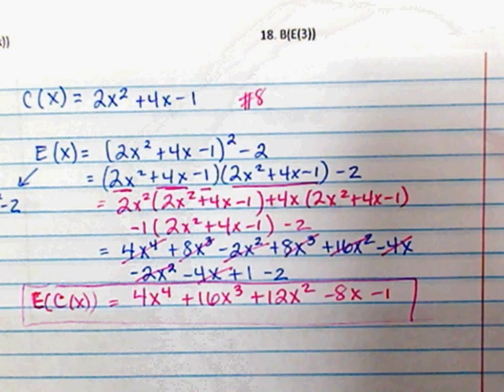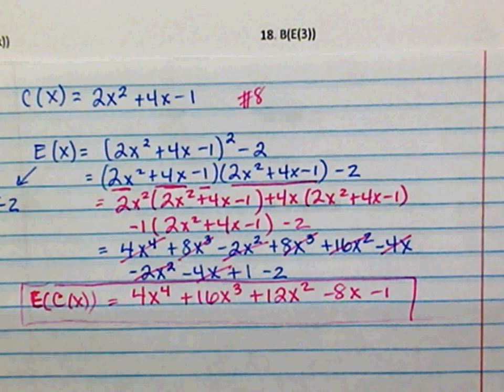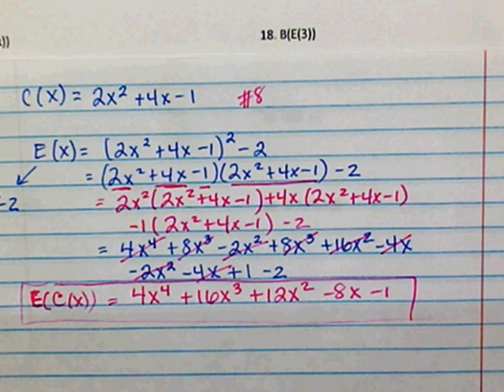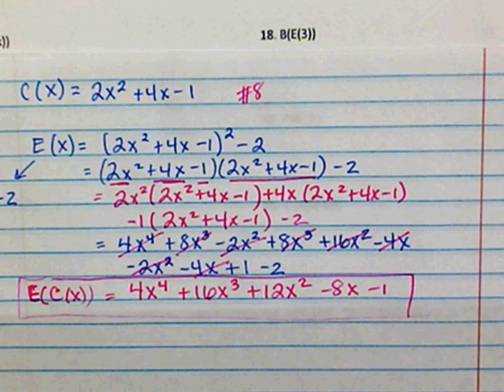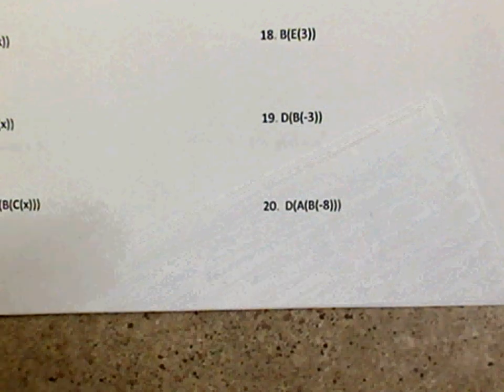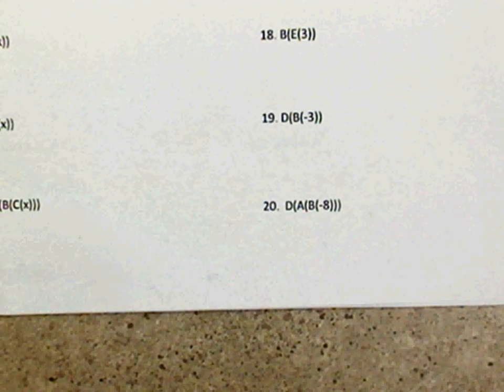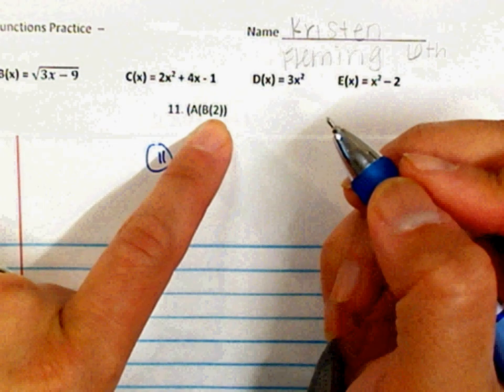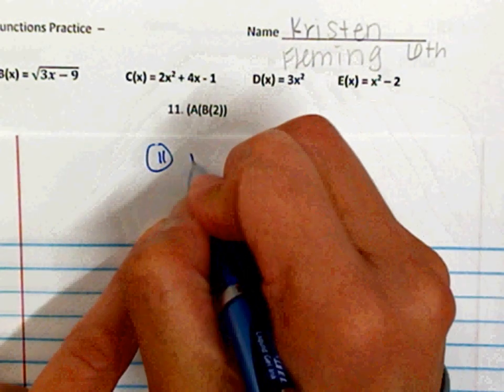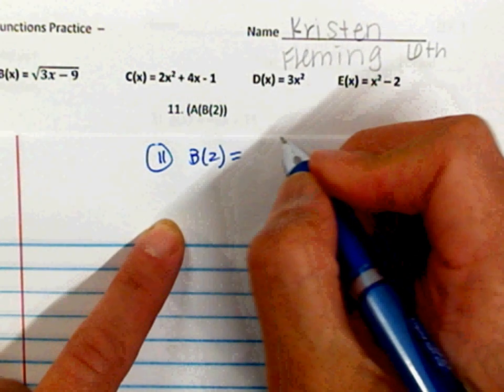All right, so I hope this is helping you. It's not hard, but some of them will take a little bit of time. All right, now let's go to the other side. Let's do number 11. Now, notice I have a number, so I should have a number. So start off with B of 2, same concept as what you did in 6.1.